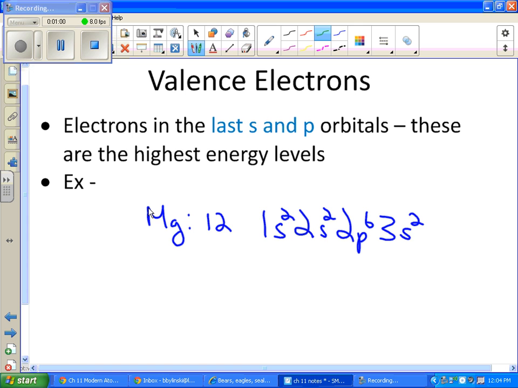So S is the orbital that we're looking at. There's no P after this S. So the valence here is just 2. It is not 8. You don't add the other 6. So the valence electrons are simply 2.